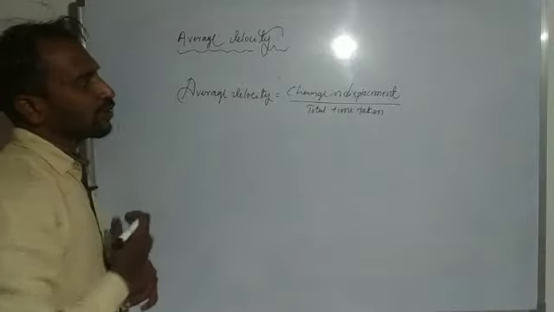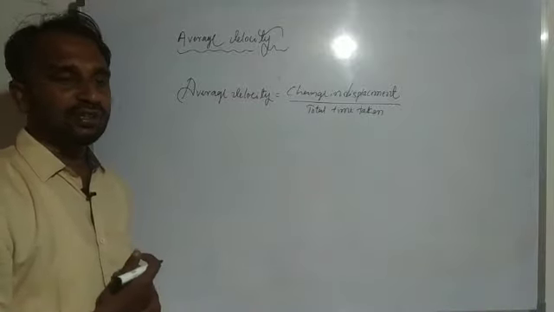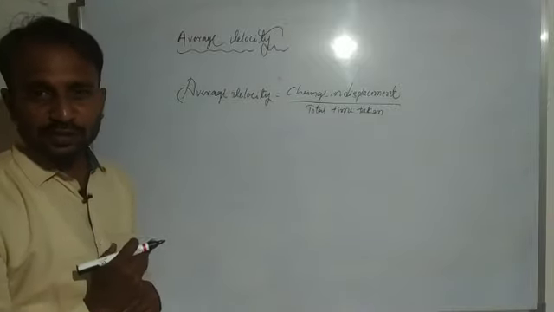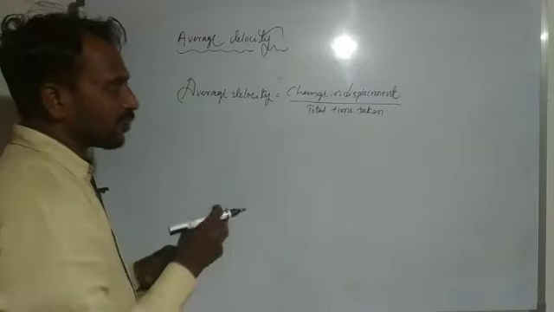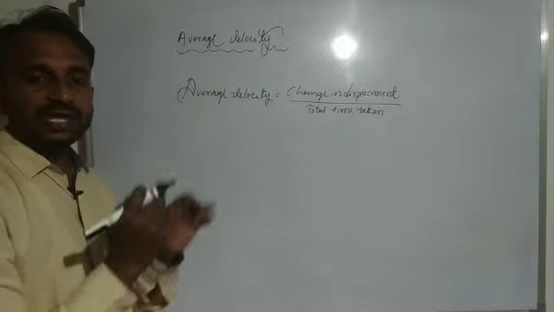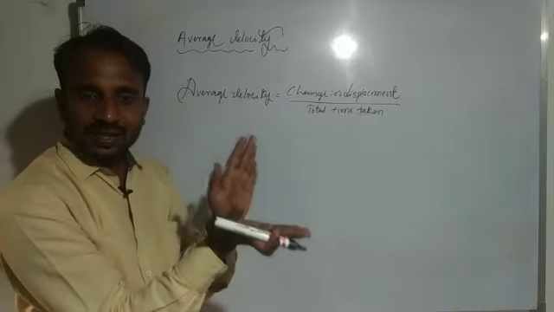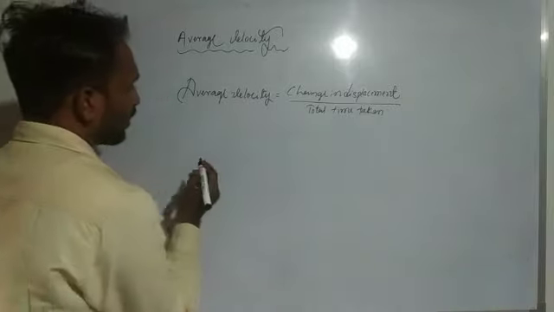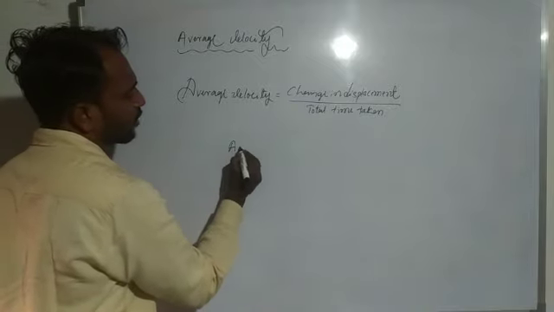You already know the displacement vector, so here we consider the change in displacement. Suppose the object is moving in a plane. An object moving in a plane means we consider only two axes: one is the x-axis and the other is the y-axis. So here we consider the average velocity.